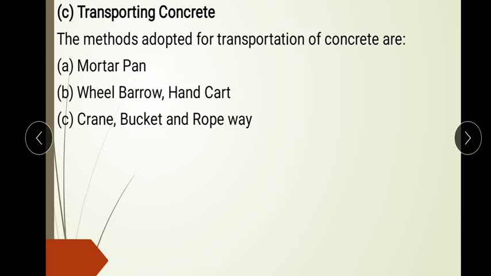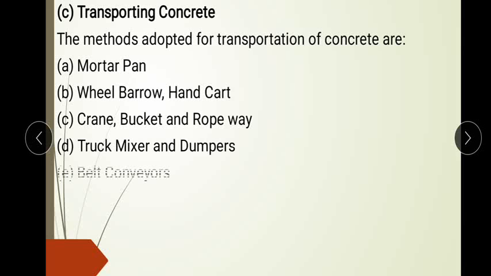Especially if you are laying slabs, it is not possible to transport to that much height, so using a lift type of arrangement we can transport the concrete. Next, truck mixers and dumpers. In ready mix plants we generally observe these truck mixers or dumpers. By using high pressure, we can transport the fresh concrete from the original place to different places.